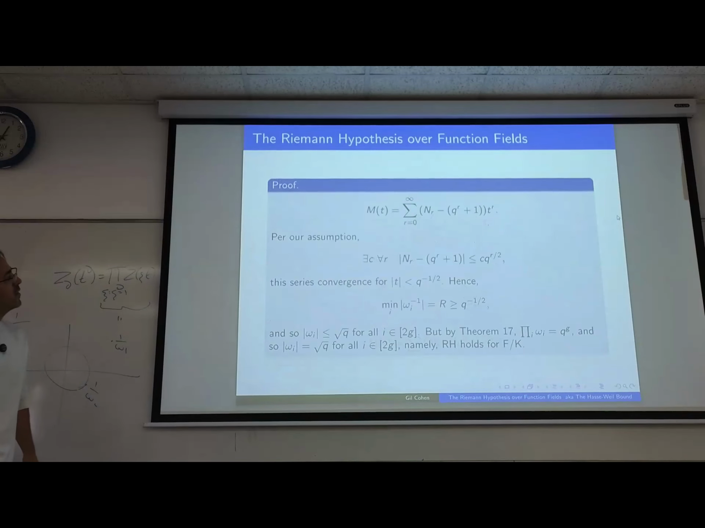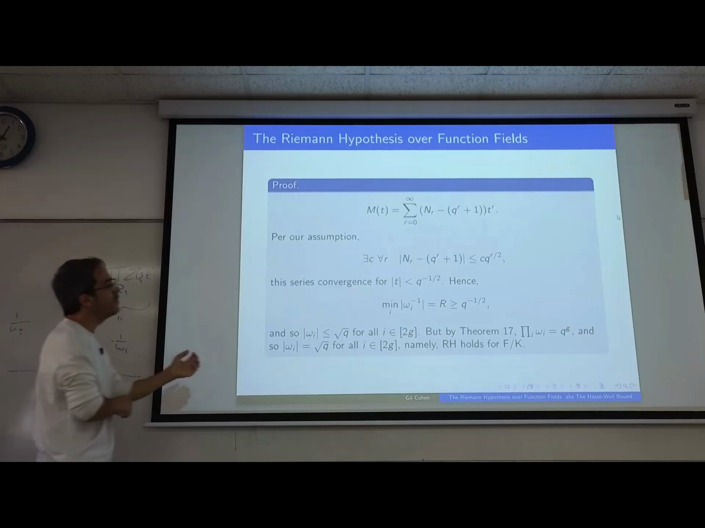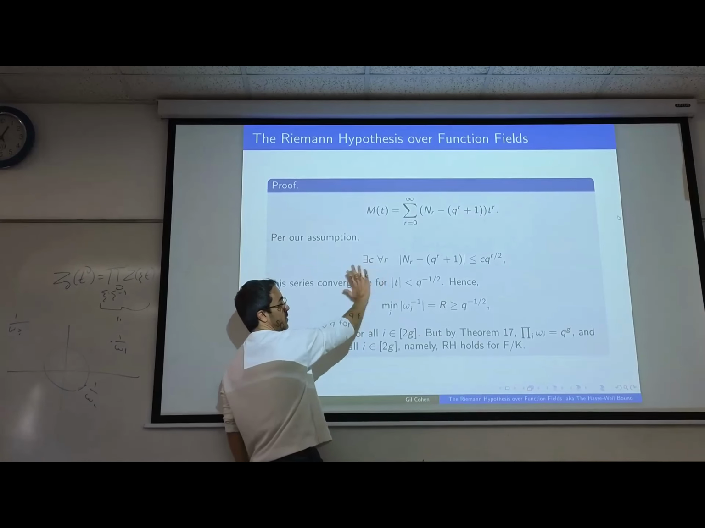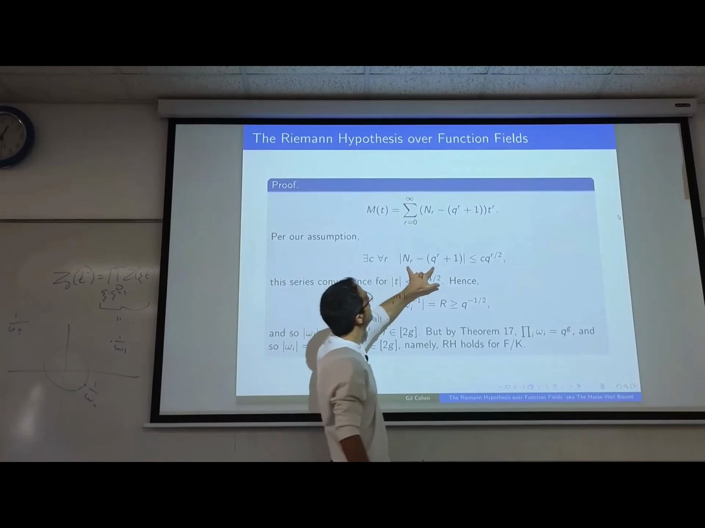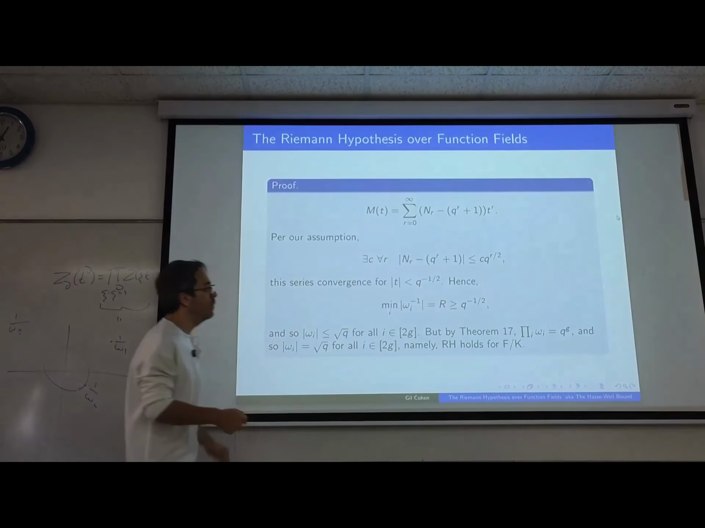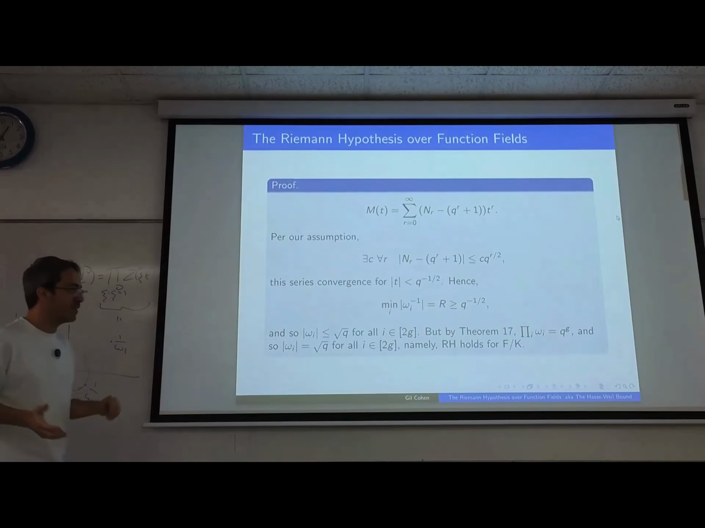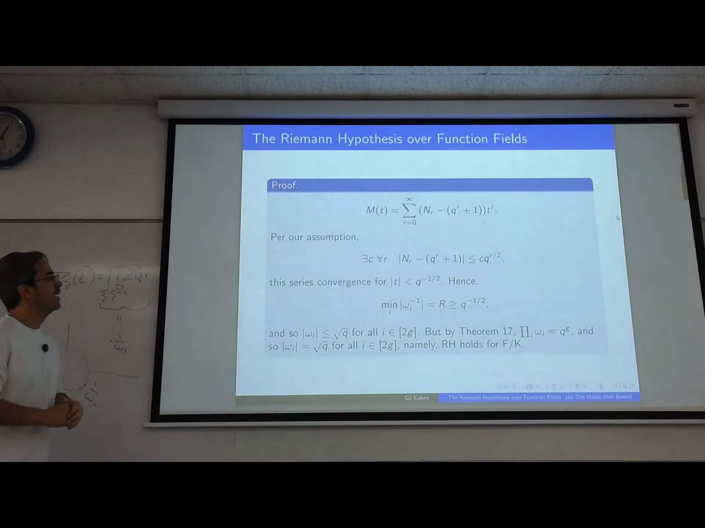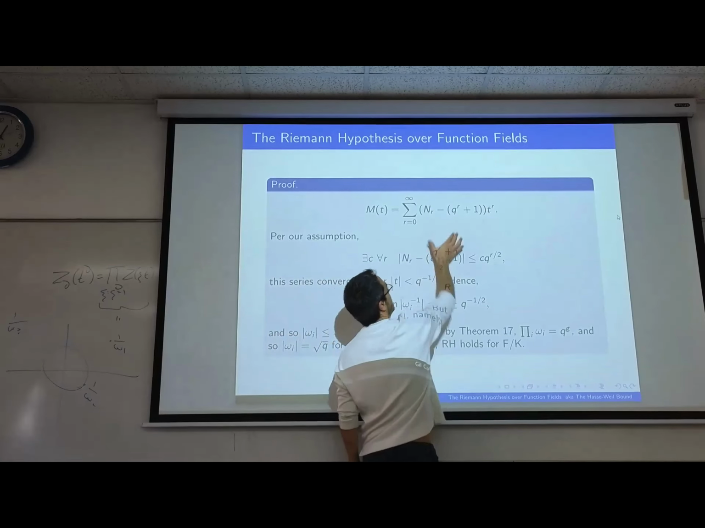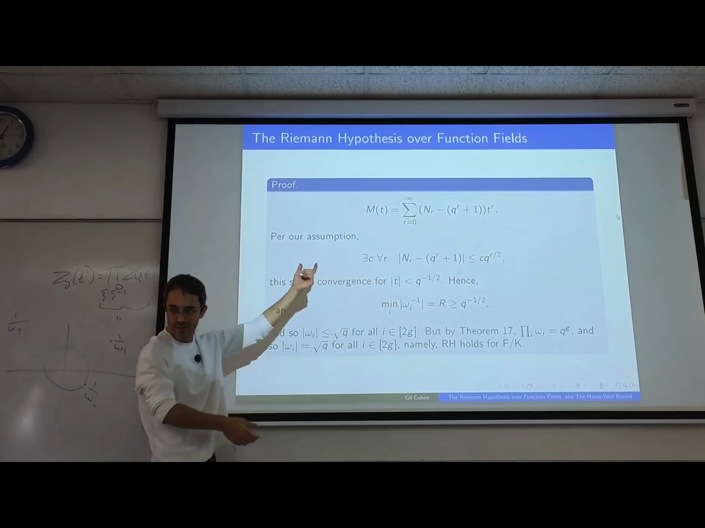So I just copied it again. And so far I never used any assumption. But per our assumption, we proved that there exists a C such that for every r, again a uniform bound, this difference is bounded by C times q to the r over 2. And remarkably, whatever you do with this C, regardless of what C is, when you ask when this converges, C doesn't really affect the convergence of that thing.